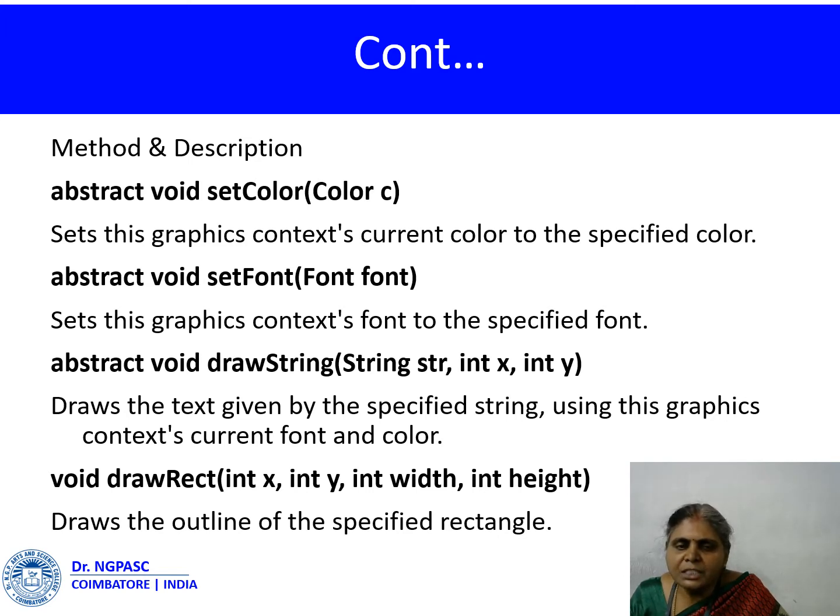Then the next method is the drawRect method. In the drawRect method, we are passing four parameters. The parameters are a point in a rectangle, and from that point, the width and the height of the rectangle. So from that point, surrounding the width and height, a rectangle will be drawn.